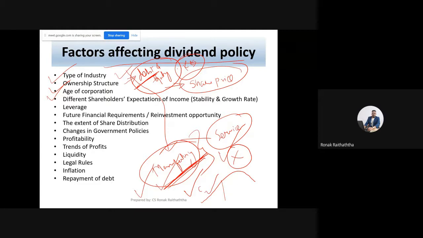Because they have started this startup with a limited amount of cash. And you know how hard and difficult it is to seek money from people, right? So in the initial years, you may not expect much dividend from a company because they want to expand further. But then at the saturation stage, the company may pay a very good amount of dividend.